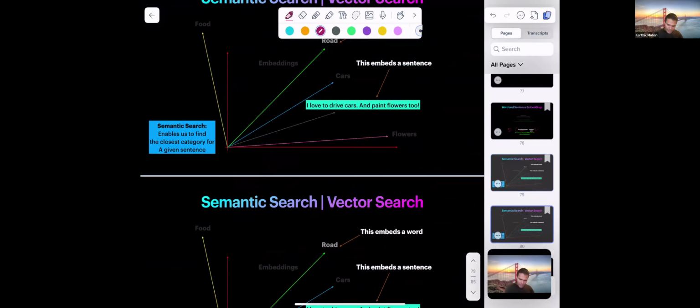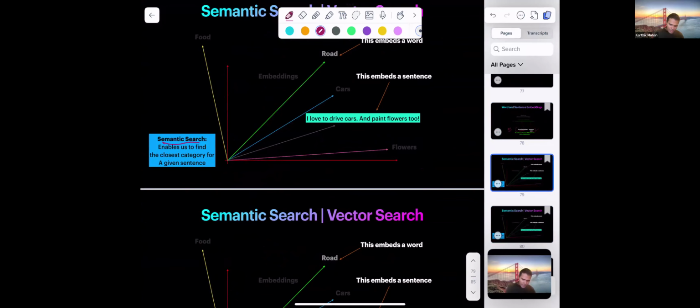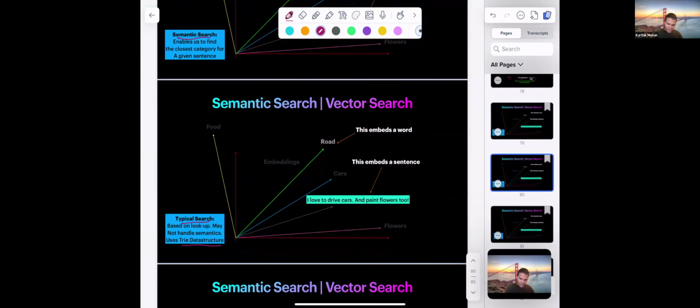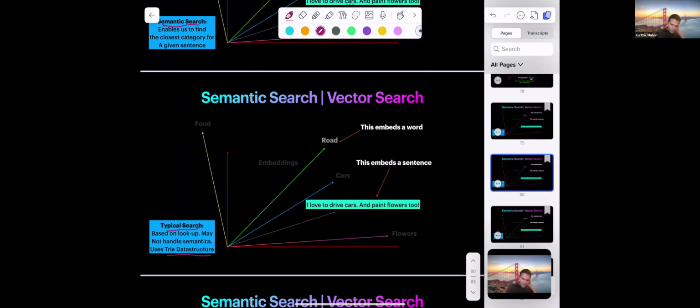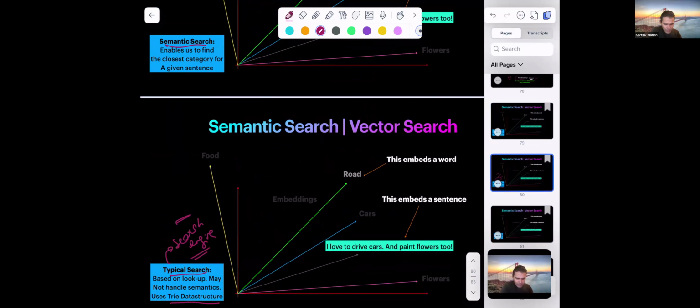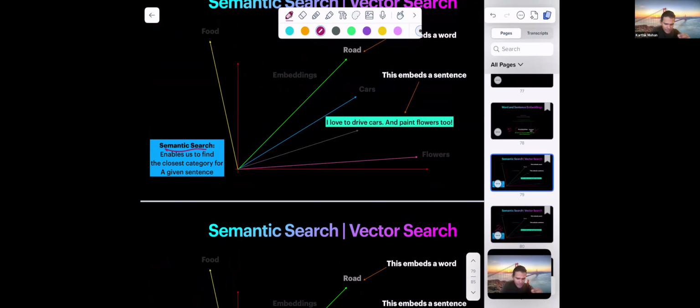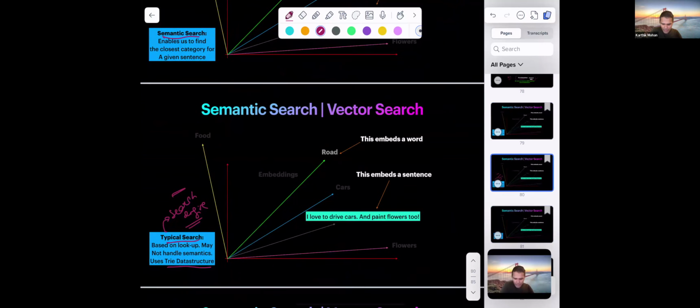So one thing I want to say is that when you hear the word search, it's typically based on a trie data structure, and it's usually tied to a search engine, right? How does a typical search engine surface results? It's based on a trie data structure. It may not fully understand or capture semantics. It's based on rankings and things like that. Semantic search, on the other hand, helps us find the closest category for a given sentence, and it understands the semantics of the sentence or the query, right?